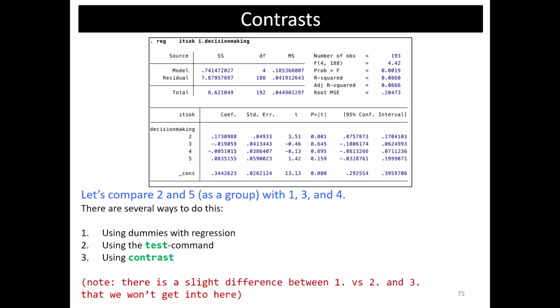Okay, now contrasts. So we already looked at these and saw that, well, 1, 3 and 4 together, that might be an idea, and 2 and 5 as a group together, that might be an idea.